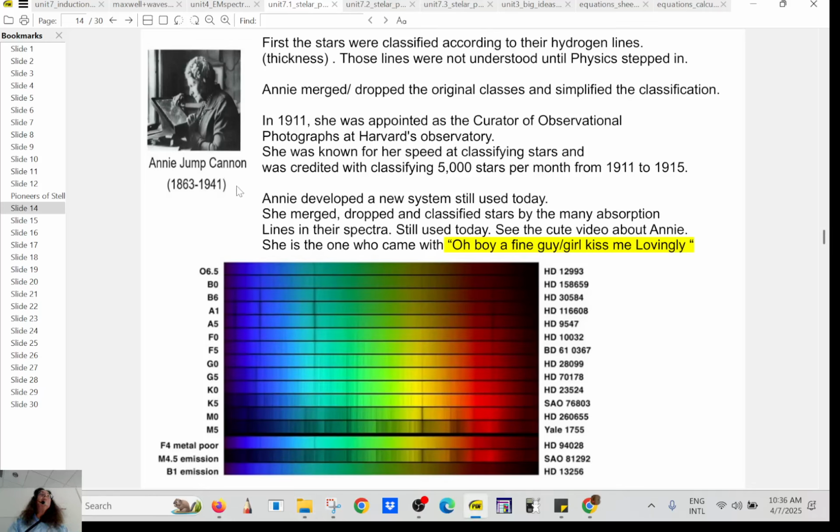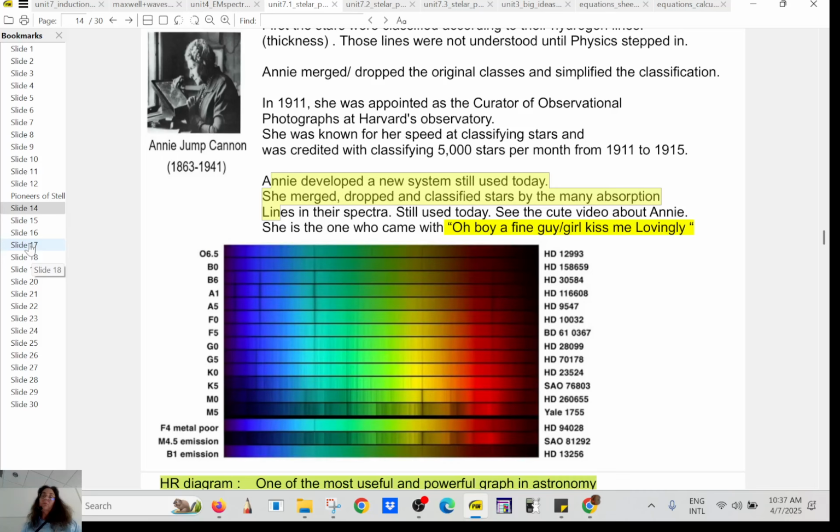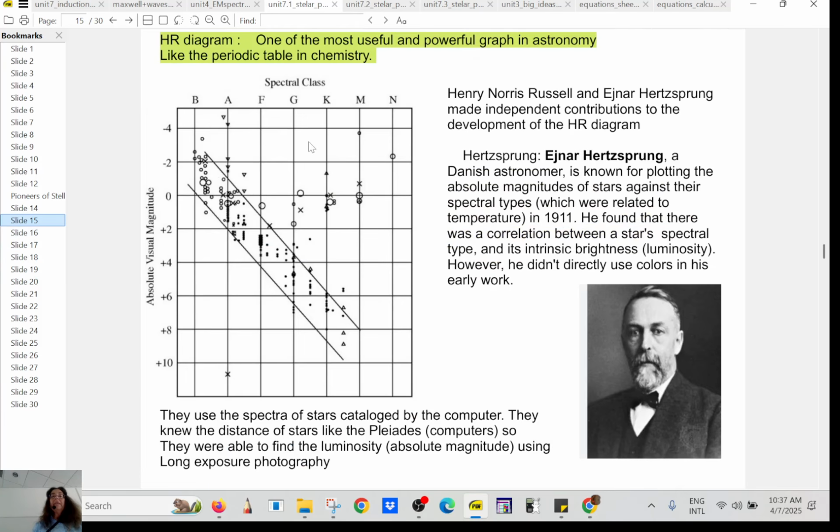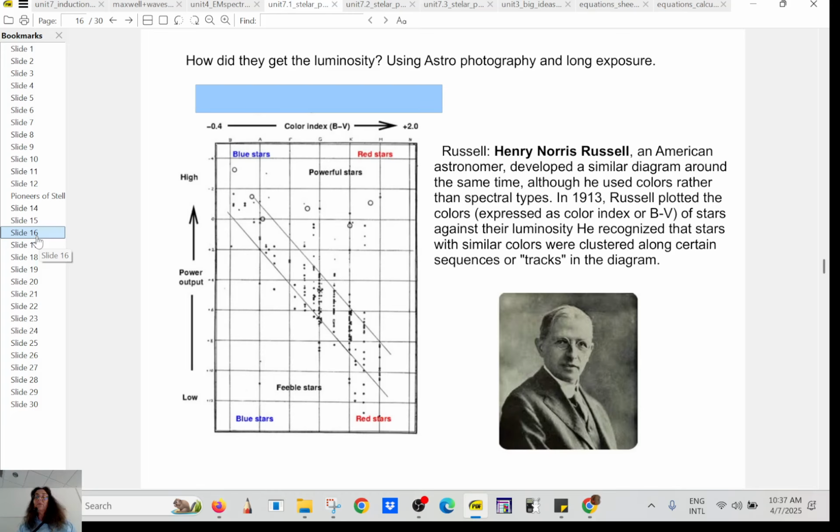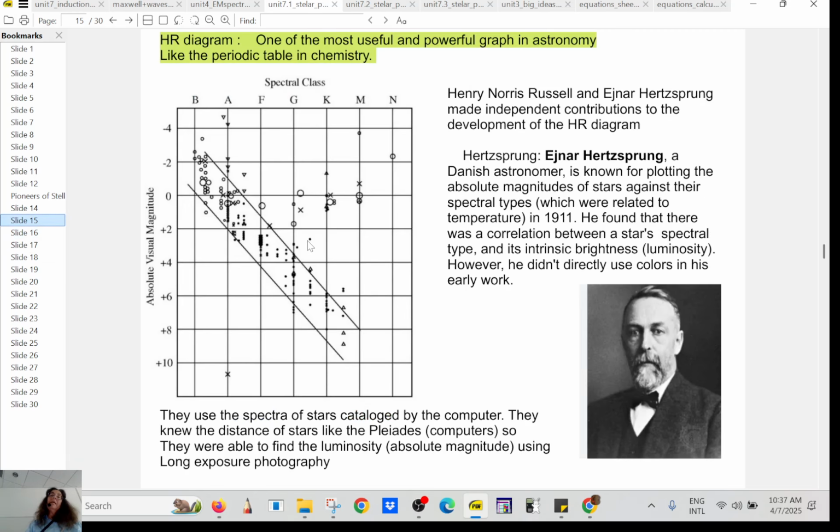Okay, so Annie Jump Cannon, she's the one who came up with this classification, and we are still using those. They are called stellar classes, right? But it was not understood what was going on, and then they used this classification to try to make sense of stars. It was done at the same time with Ejnar Hertzsprung, who was Danish, and an American, Henry Norris Russell. So what both did, they developed what we call the HR diagram.